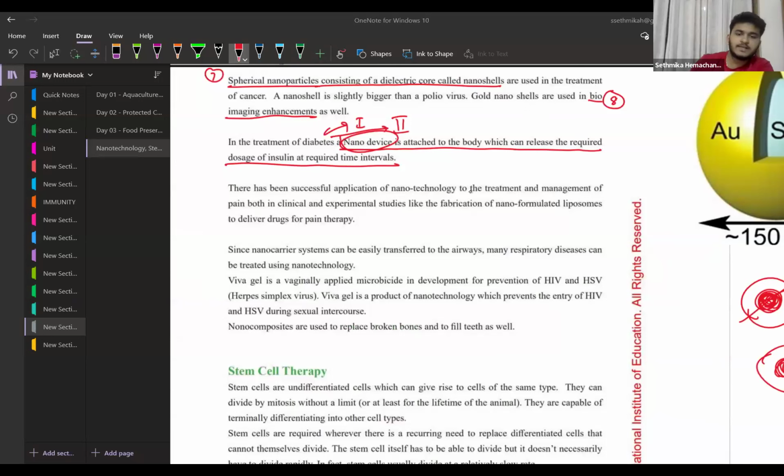There have been successful applications of nanotechnology to the treatment and management of pain, both in clinical and experimental studies, like the fabrication of nanoformulated liposomes for the delivery of drugs for pain therapy, right?